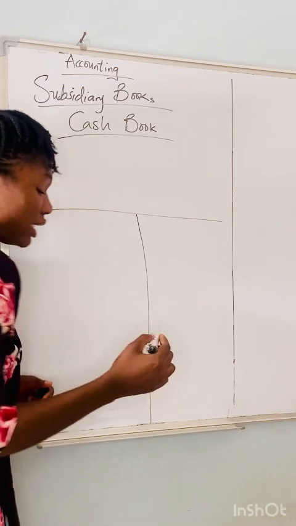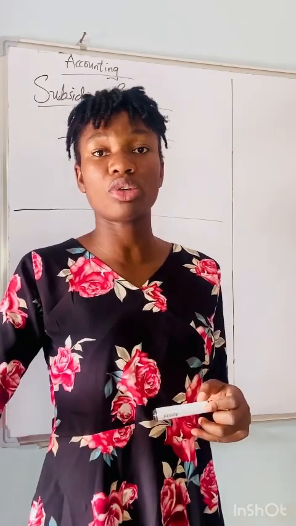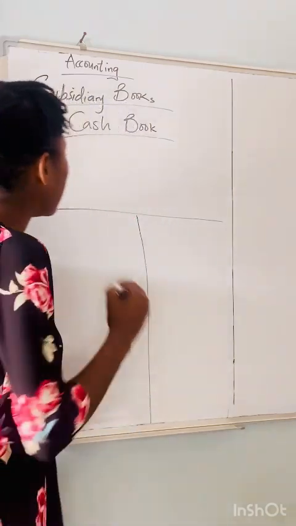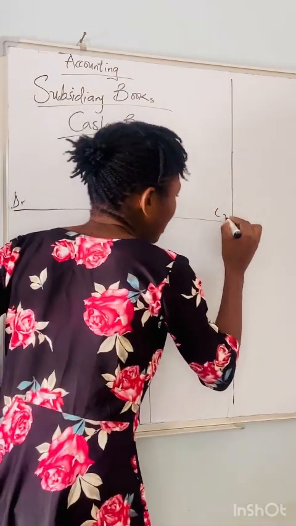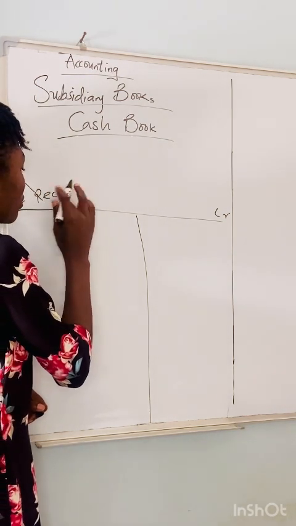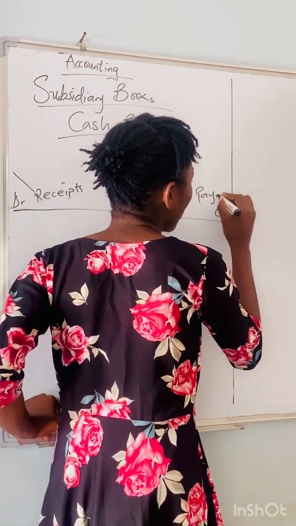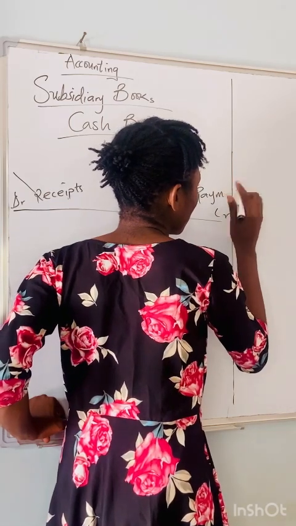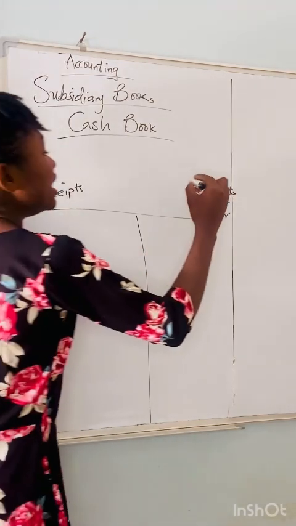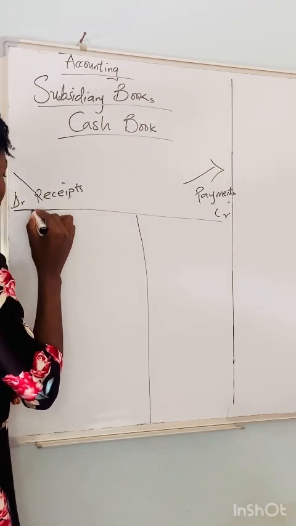Like I said, this is a part of the ledger account. That means it also forms part of the double entry. I'll be speaking on double entry in our next video. For now, just understand that since it's a part of the ledger account, it's a part of the double entry. That means it has a debit side and a credit side. Our debit side records all the receipts, and our credit side records all the payments. So all the receipts, money that comes into the business, is debited; money that goes out of the business is credited.